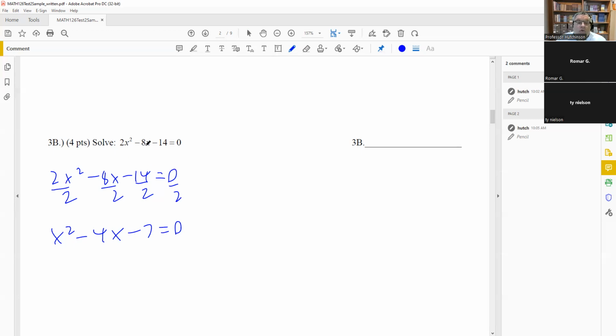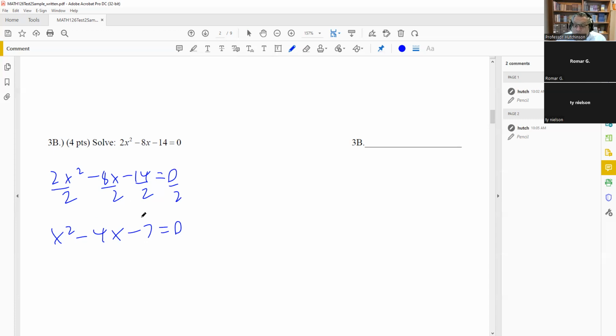So either case, you still want to go ahead and divide that common factor out just to make the numbers smaller. Now we can see here that we do still have to use the quadratic formula because factors of 7 that add up to 4, there is none.